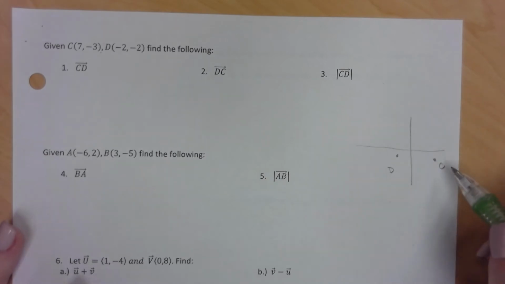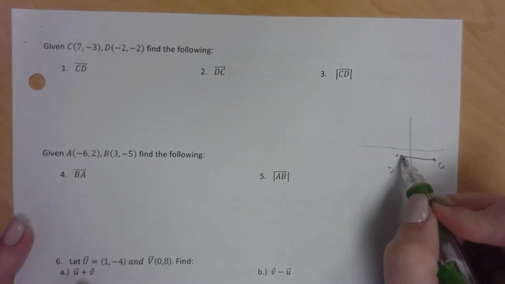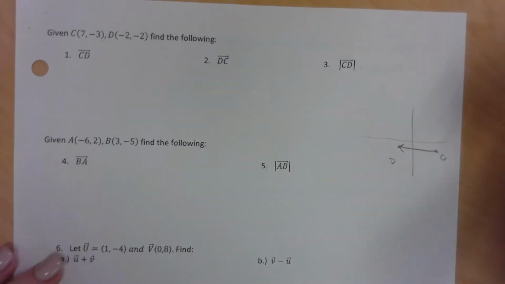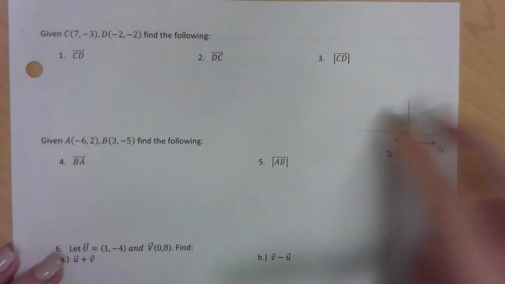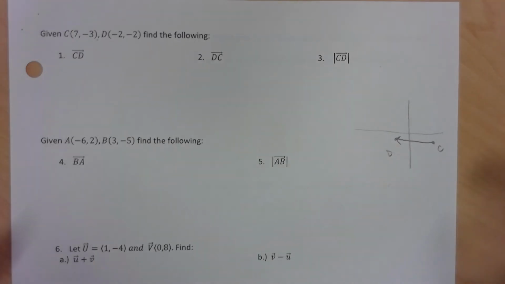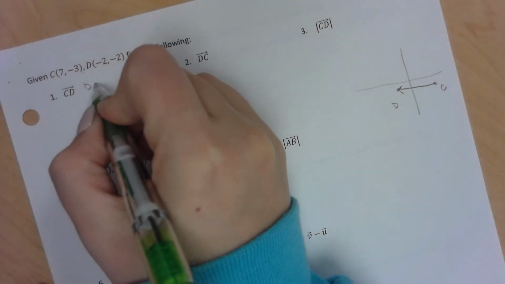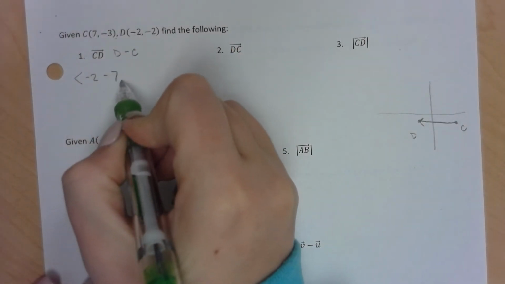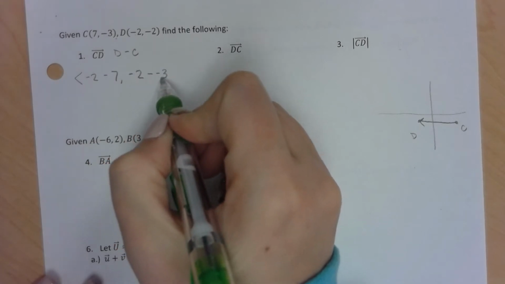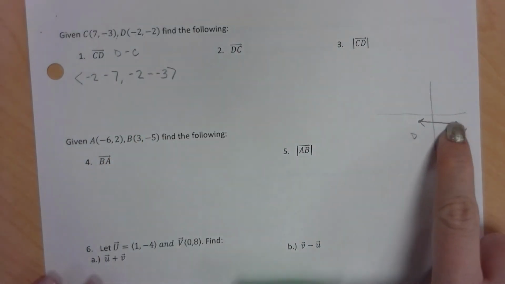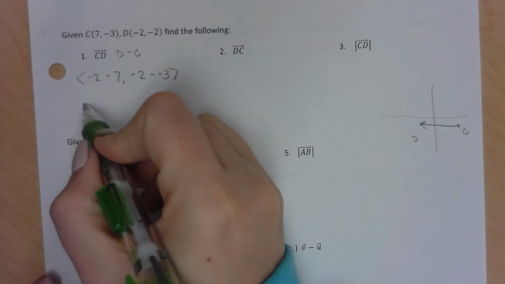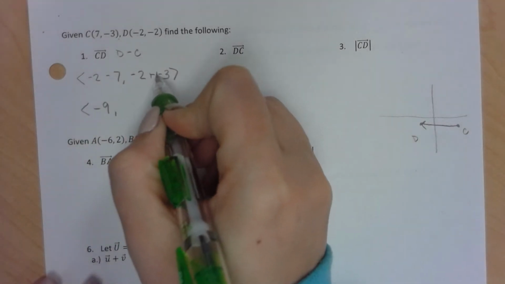We want this vector to go from C to D, and we want it to be in standard position. So we want to take this vector and move it to the origin so that it's in standard position. And like I said on the last page, how we do that is we do tail minus head. So we're going to do in this problem D minus C. So we're going to have -2 minus 7, and then -2 minus -3. So we're going to take the tail minus the head, or D minus C, so that we can move this into standard position. So that gives us (-9, 1), right?